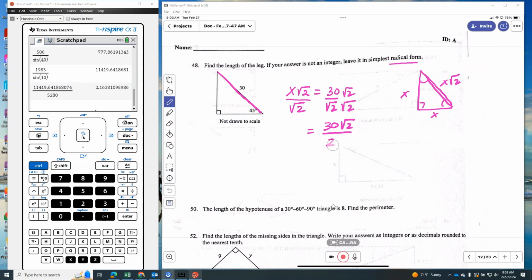Square root of 4 is 2. So the length of each side will be 15 over 15 square root of 2. So this is 15 square root of 2. This is 15 square root of 2.